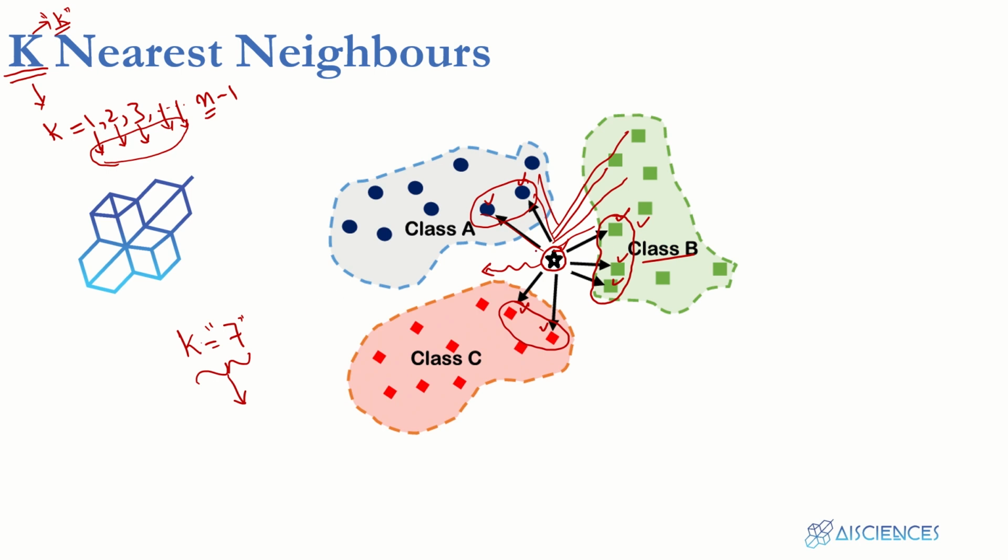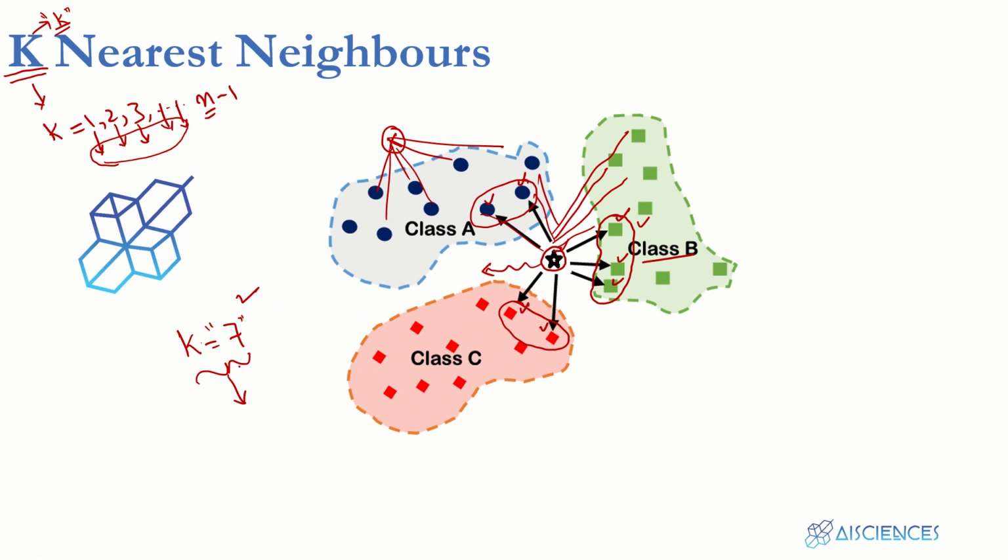The situation may become different if, for example, the new test point is here. If this is the new test point and we compute the K nearest neighbors, the 7 neighbors, in this case all 7 neighbors will be from class A, and class A clearly wins. But there are boundaries in which the vote can be distributed among different classes, and we take the majority vote out of it.